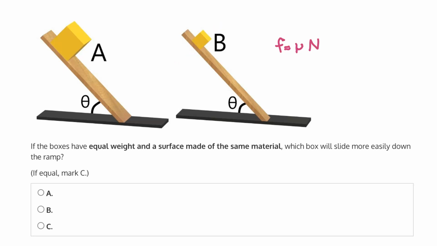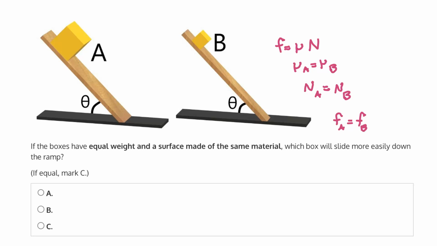Now, again, if we consider that both boxes are made of the same materials, we know that the coefficient of friction is the same. We also know, again, from the problem that their weights are the same, and we see that both ramp angles are the same, so therefore the normal force in both cases is also the same. And if they have the same normal force, and they have the same coefficient of friction, that means the friction in both cases will also be the same.